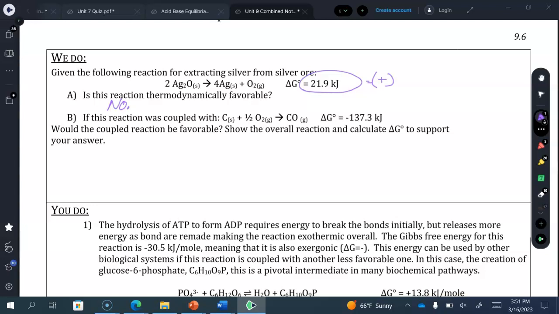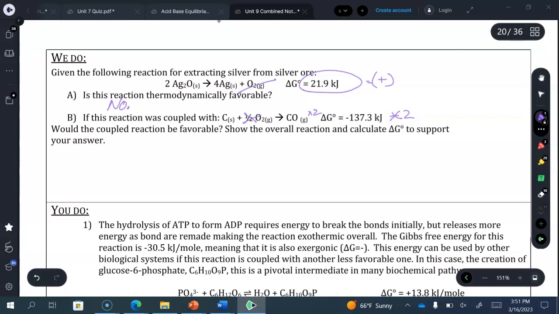Would the coupled reactions be favorable? Show the overall reaction and calculate the delta G to support your answer. Well, I'm going to multiply this by 2 to get rid of this fraction. So I'm going to multiply this one by 2. And that also means that this is now 1, and so a reactant oxygen and a product oxygen cancel. And so I write what I have left. So this is a 2, and this is a 2. So 2 Ag2O solid plus 2 carbons yields 4 silver and 2 carbon monoxides.